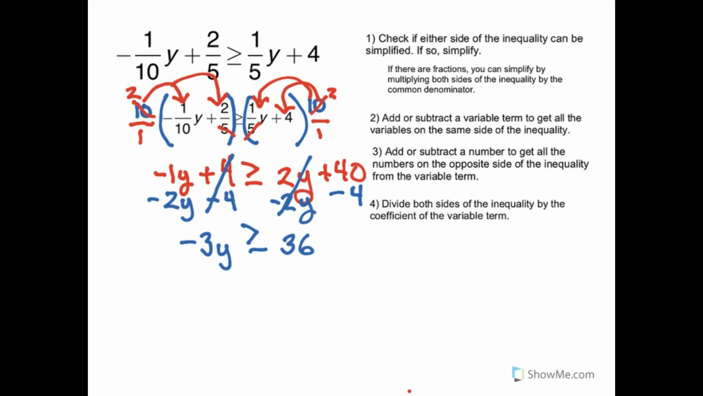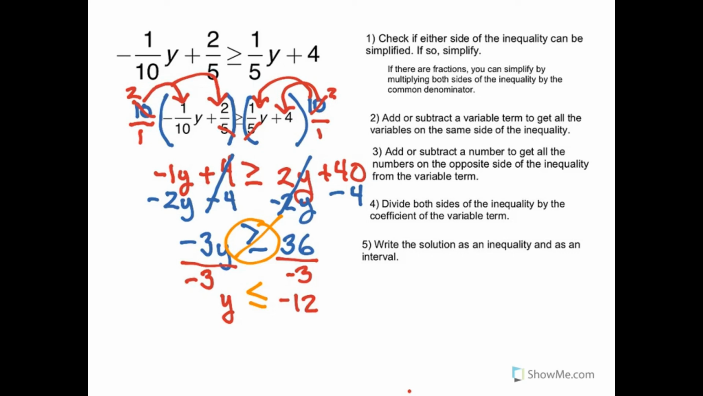Finally, we're going to divide both sides by the coefficient of the variable, which in this case is negative 3. Negative 3 divided by negative 3 is 1. So on this side we just have y. 36 divided by negative 3 is negative 12. We divide by a negative, so the inequality is going to turn around and face the opposite direction. It flips, and we end up with y less than or equal to negative 12.